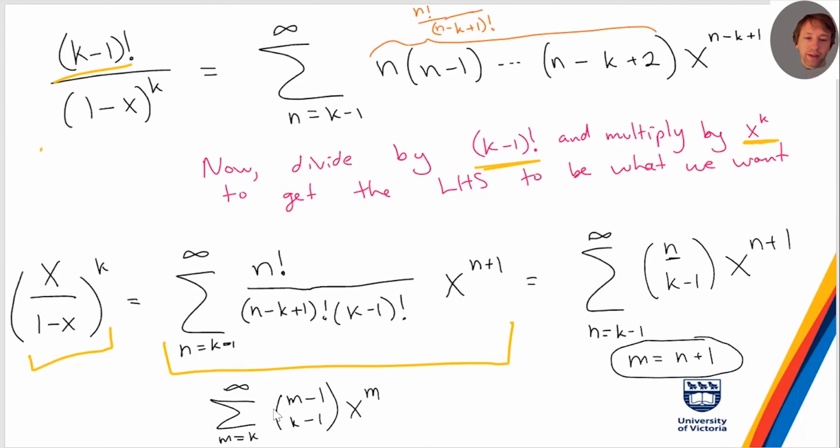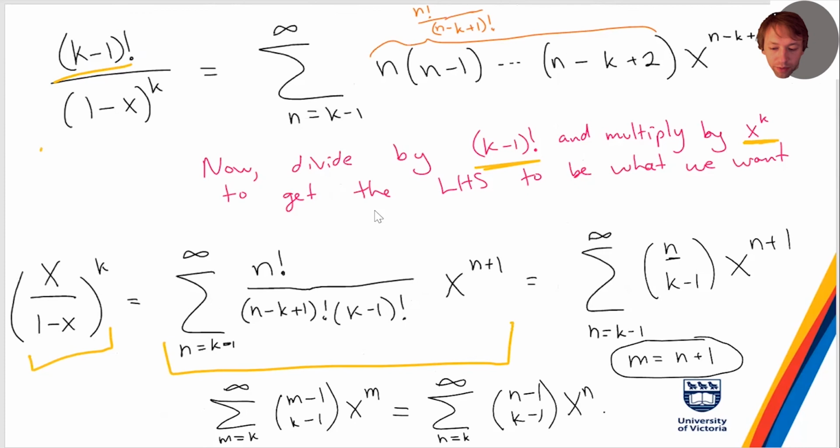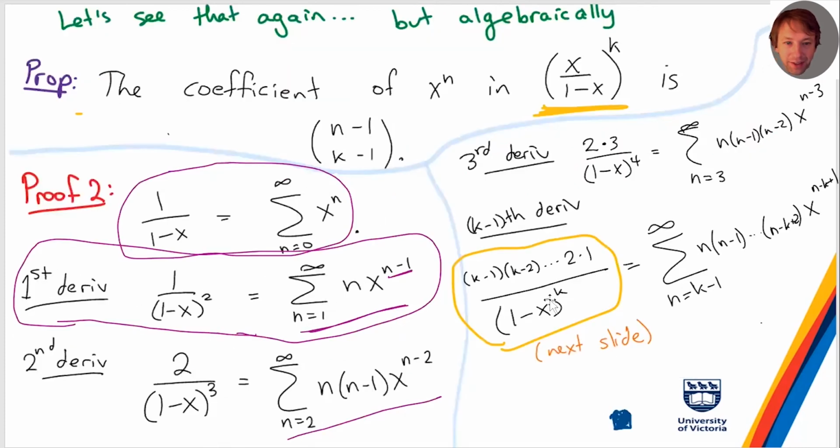Then I wanted things to be in terms of n, so I can again just write that in terms of n. It doesn't make a difference, since n is just the index of the sum. So the message here is that the generating function for this thing is x to the k over 1 minus x to the k.